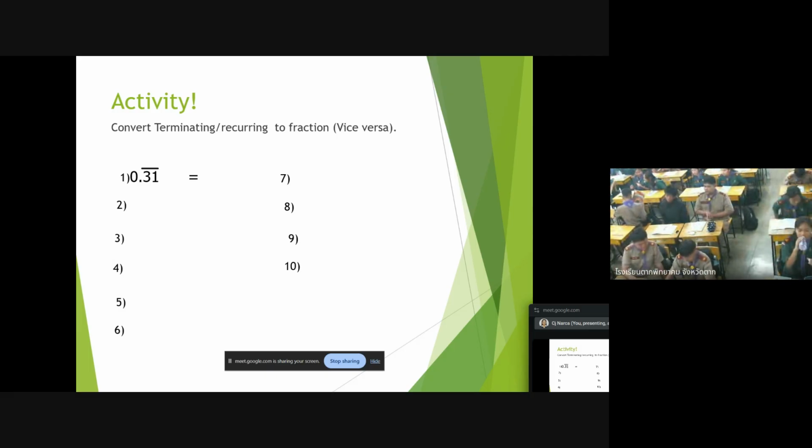All right, so we have a homework. So last activity that we have. Like what I said, items 1 to 6 are with solution, 2 points each. And for 7 to 10, just the answer, changing to fraction. Okay, let's answer.